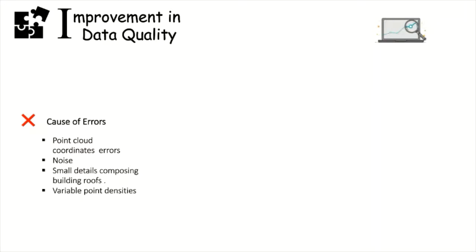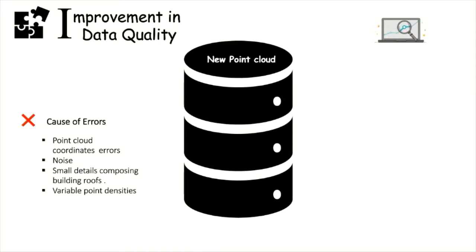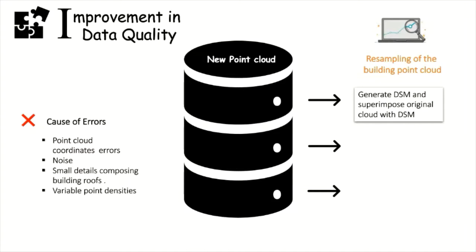Even noise, small details, irregular distribution, and points on the roof cause obstacles for our algorithm. A new point cloud has to be created with a homogeneous point density and with little or no error. First, resampling of the point cloud is done. A digital surface model (DSM) is generated with a sampling value deduced from the average point density.